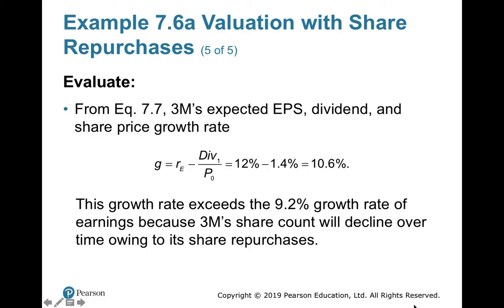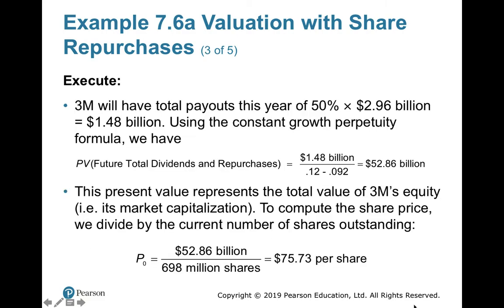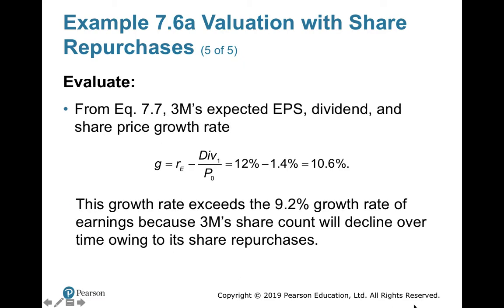This growth rate exceeds the 9.2% growth rate of earnings because 3M's share count declined. Previously, the growth was 9.2%. Because of this repurchase, growth increased to 10.6%. That is because the number of shares outstanding was reduced.